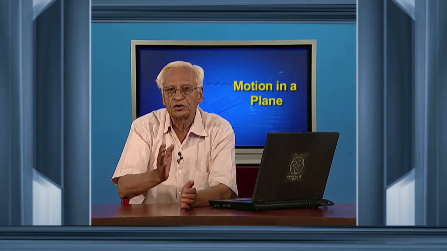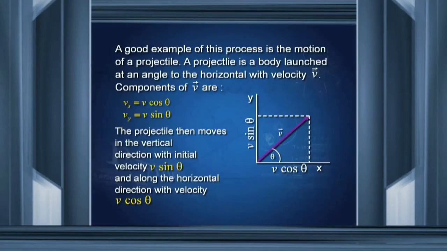So, let us see how we can now describe the motion of an object which is launched at an angle to the horizontal from the ground, just like a batsman hits a ball, and then let us see what kind of path it would follow. As before, we have the components of velocity, v cos theta along the x axis, v sin theta along the y axis, and we study the motion independently and then we superimpose one above the other.